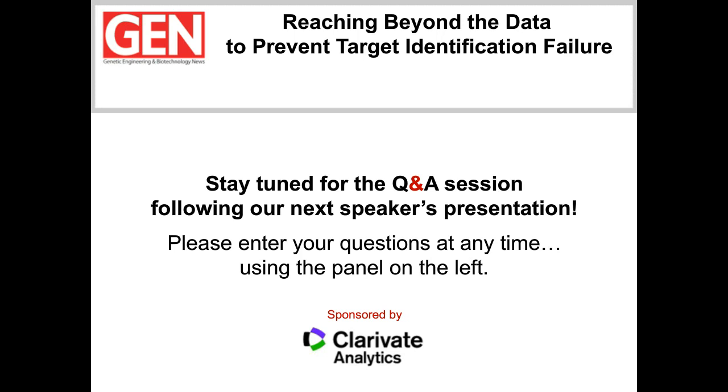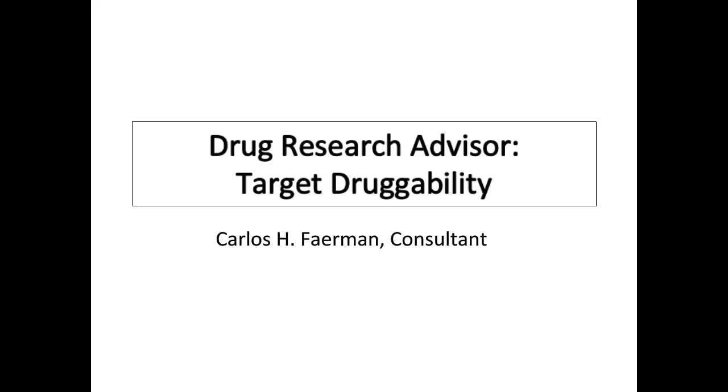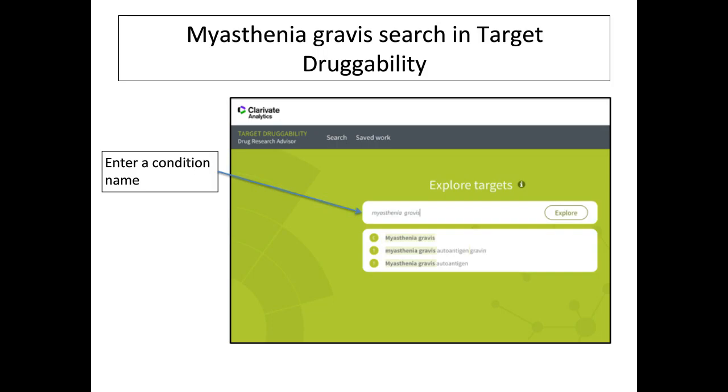It is a pleasure to share with you my experience with Target Drug Ability. I am a drug hunter with experience in competitive intelligence, and I will show you today how TD can help you with the target selection. Today, I will focus on a disease called myasthenia gravis, and entering this disease on the TD landing page is very easy. And as you can see, TD provides multiple synonyms for this disease.